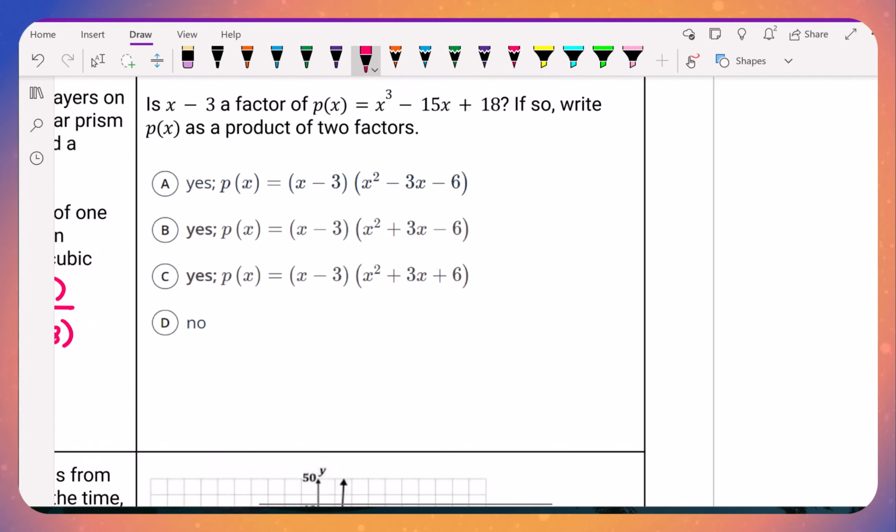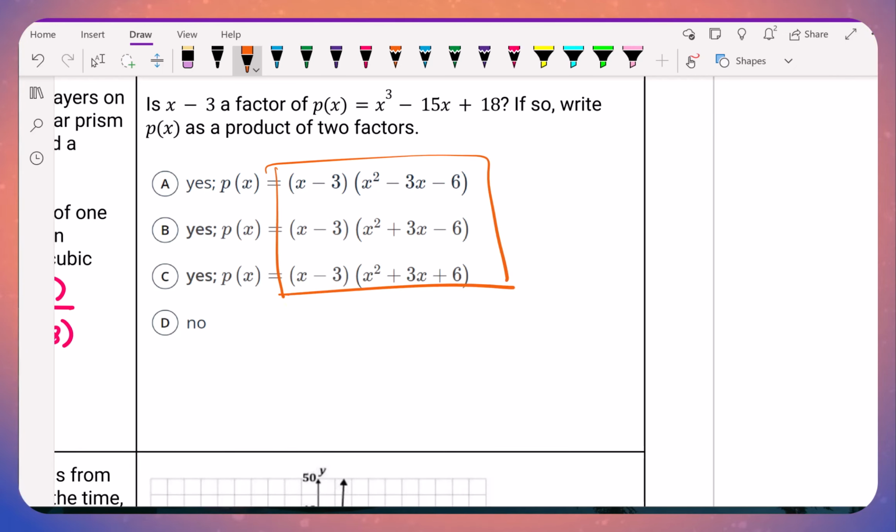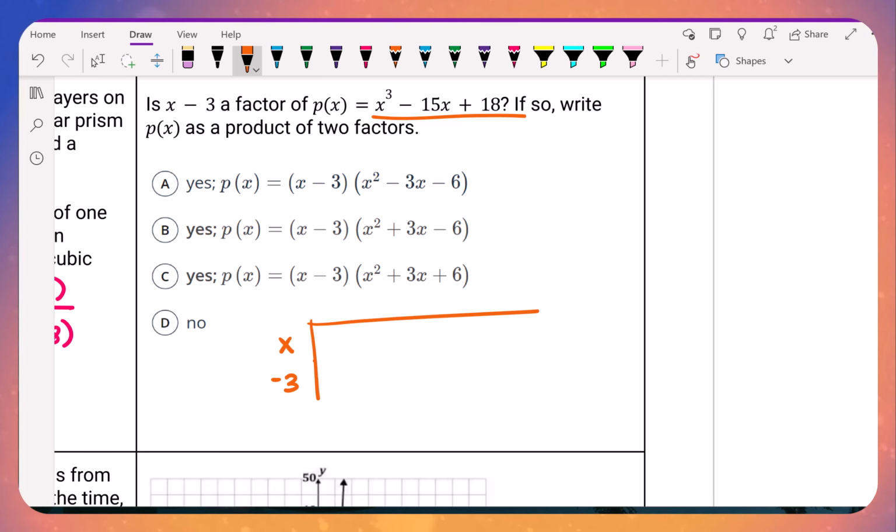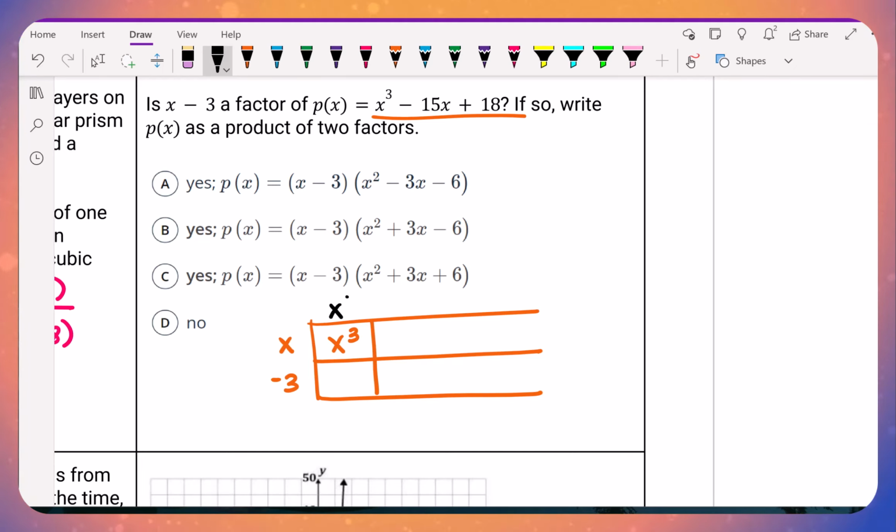Okay, so the next question says, is x minus 3 a factor? Now, if you know that you're looking just for a yes or no answer, you can simply plug in a positive 3. If you get a 0, then it's going to be a factor. But unfortunately, it is asking me to find the remaining factor. So the only way that we're going to do this is to divide this polynomial by x minus 3. So this is very similar to the question above it. You're going to start with x to the power 3, and you're going to work backwards.